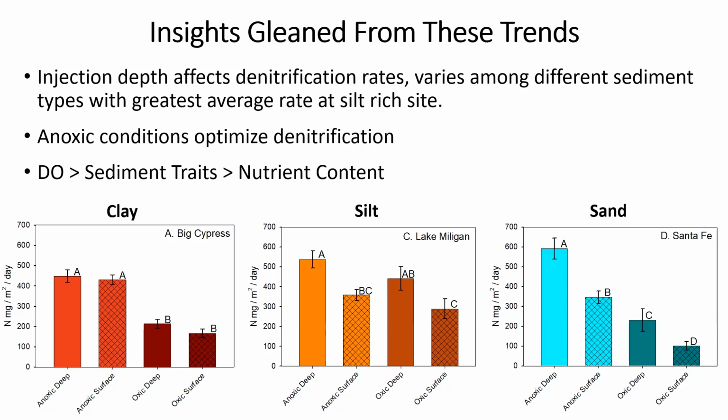We also found, unsurprisingly, that anoxic conditions optimize denitrification, but within our incubations, we found that dissolved oxygen had the most variance related to it, followed closely by sediment traits, and then finally the nutrient composition, which we incubated all of our field sites with the same water. So this was a little surprising to see that it did have a significant effect.